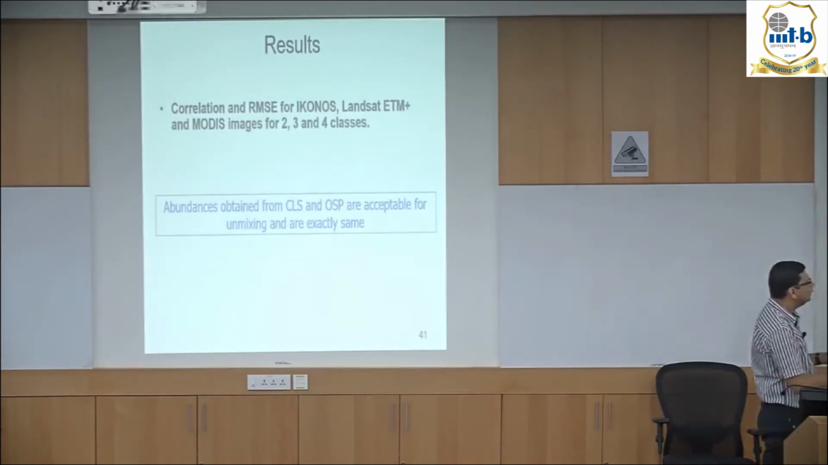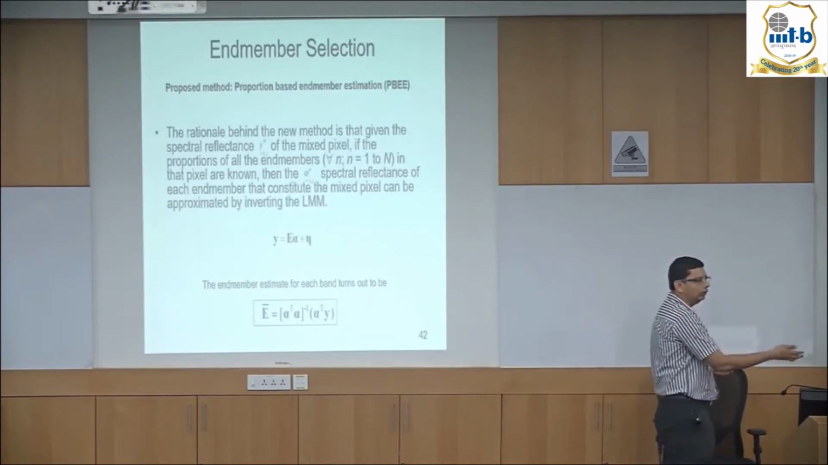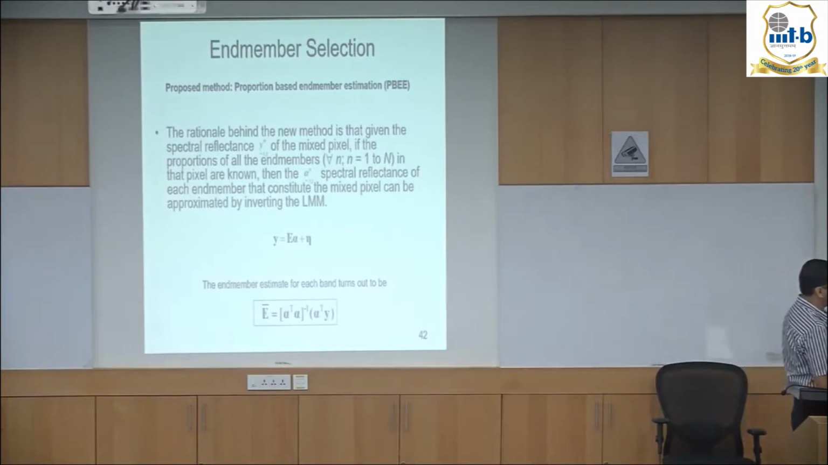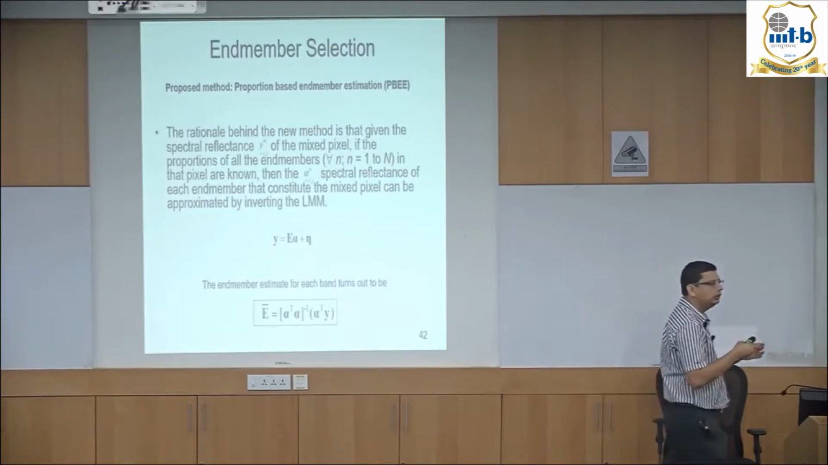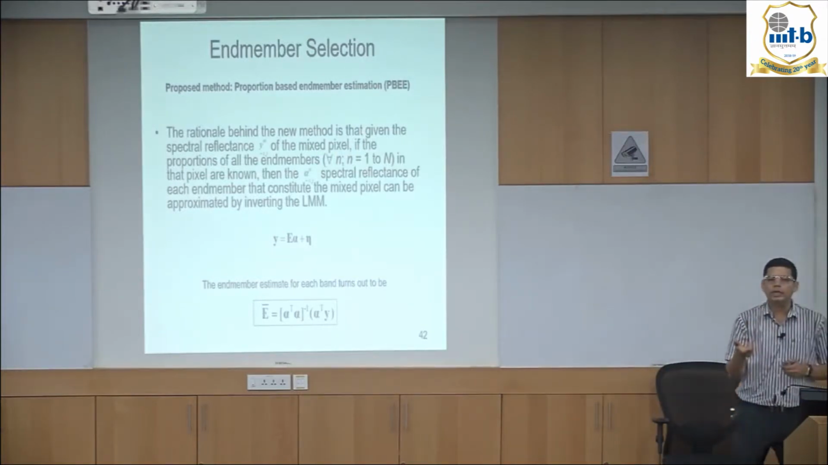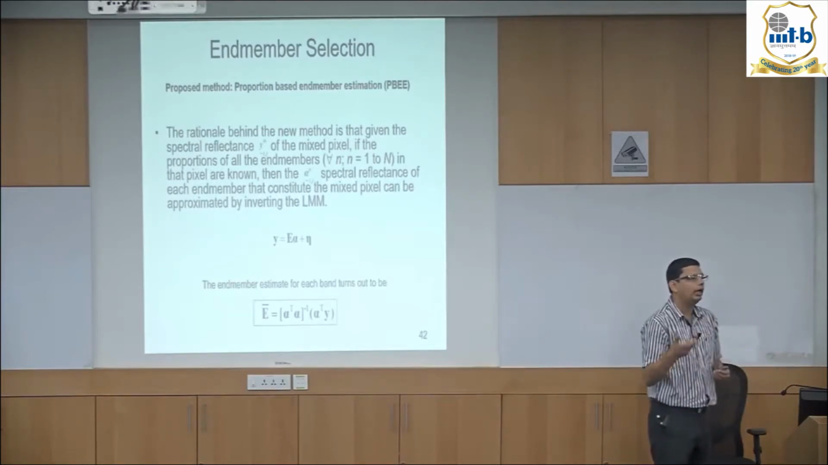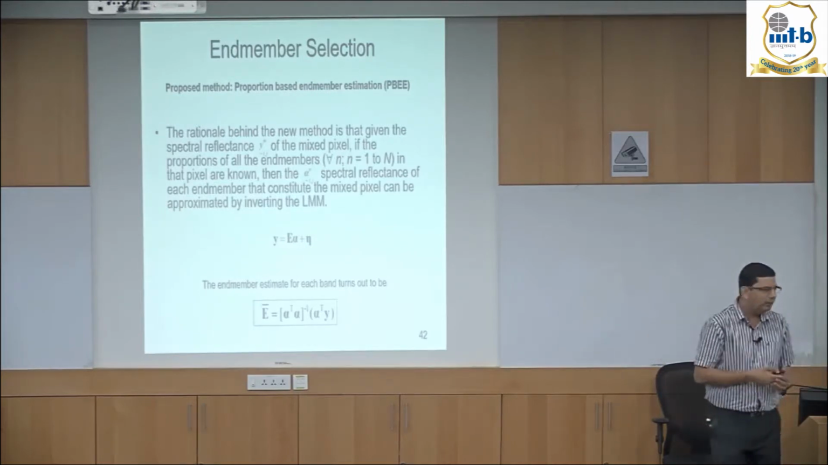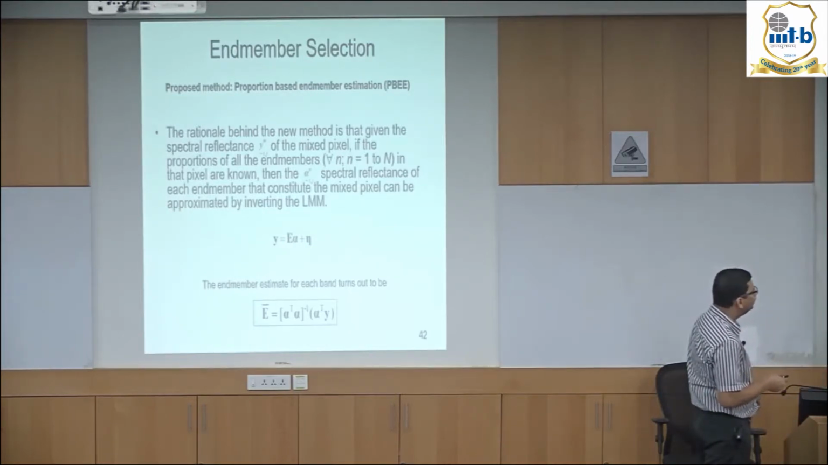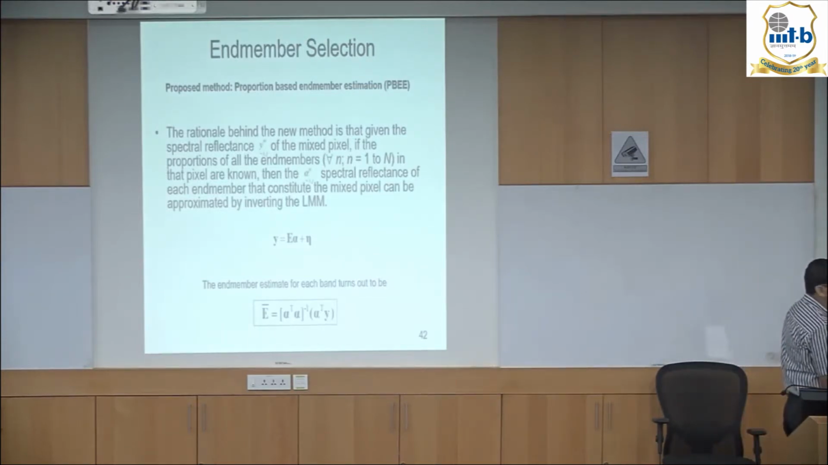Okay, so we found that basically both of them more or less gave very similar results. So then I will talk about this method later on in the second part of the presentation. So then came the problem, how do we actually detect the end members? End members are the pure pixel or the reflectance of different classes in a given image. There are some existing methods to do that. But a simple method we thought of is, why not use the same linear model and try to invert it to get the end member for each class.